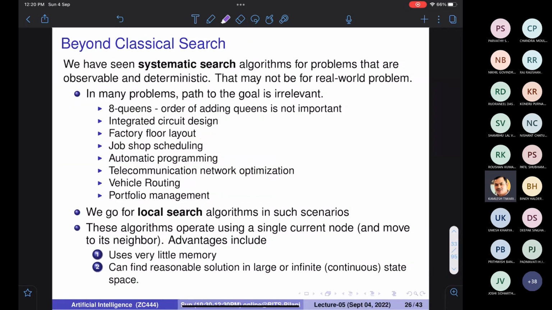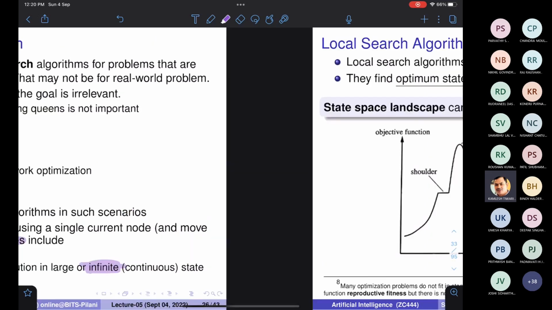Okay. In these scenarios, the idea is to go for the local search algorithm. They make things locally better, and at the end, you get a better solution. They have multiple advantages also, because you are looking into the local area. So they use very little memory as compared to the bigger approaches, and their space is not infinite, because it's local only.